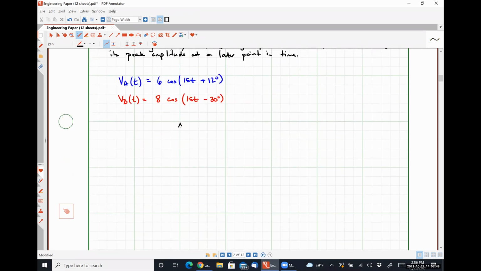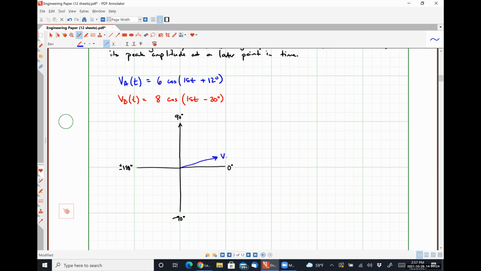What I can do is effectively make a polar plot, right? So here corresponds to 0 degrees, up here would be 90 degrees, here would be plus or minus 180 degrees, down here would be minus 90 degrees. So I could represent VA by a vector that has a magnitude of 6 and is oriented 12 degrees above our horizontal axis.